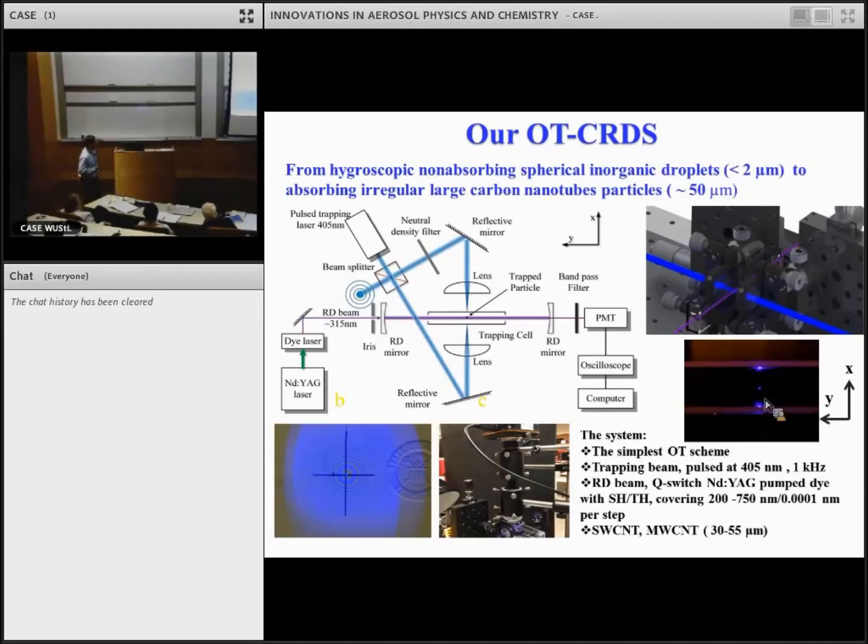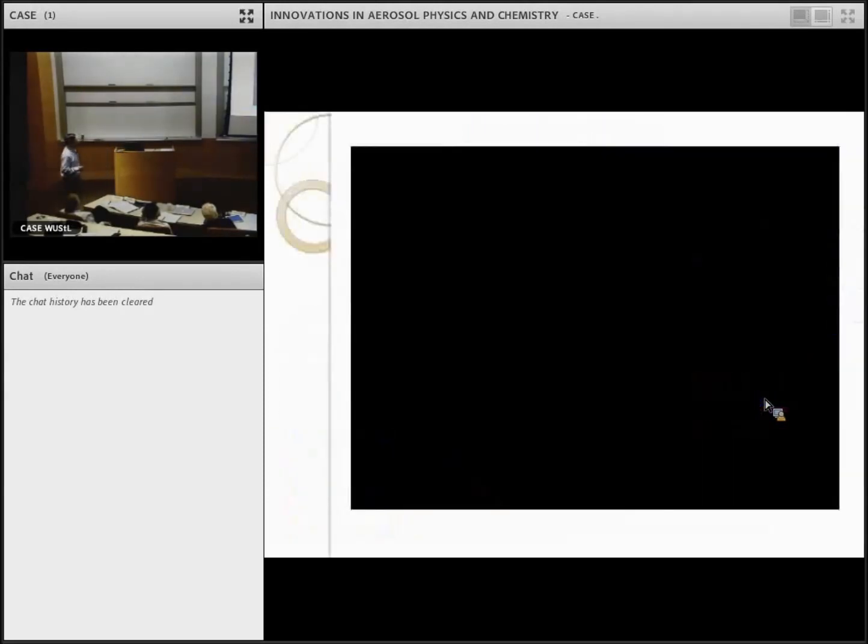And we demonstrate initially by trapping single-wall and multi-wall carbon nanotube particles of the size of 30 to 55 micrometers in diameter. And this one shows the detail of this trapping cell with 2 windows for the laser beam to pass through and the particle introduction from the top. We have digital imaging to look at the particle motions and trap the particles here. Very brief. Again, unfortunately, this movie is not showing.